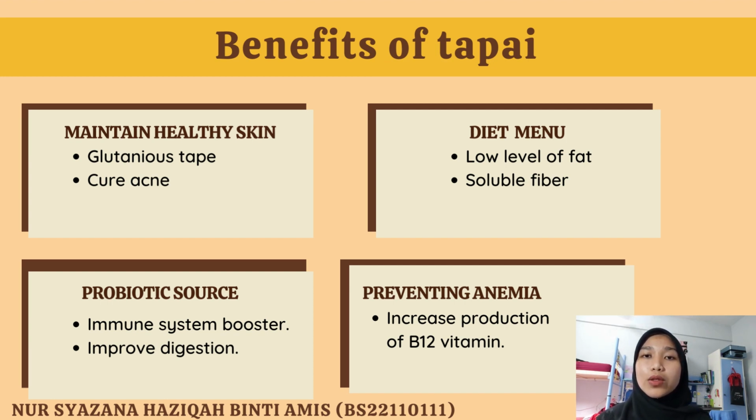Lastly, tapai can also prevent anemia. What is anemia? Anemia is a disease of low hemoglobin. So, tapai can increase the production of vitamin B12. The vitamin is very essential to support red blood cell production.